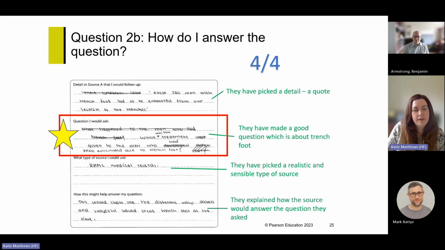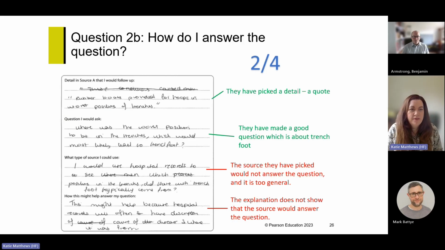Really, really useful tip. Thank you, Ben. Let's have a look at another answer that doesn't quite do what we would want it to do. Yeah, so this student, they've obviously tried hard and they've got 2 of the marks, but they've missed out on the 3rd and 4th marks.